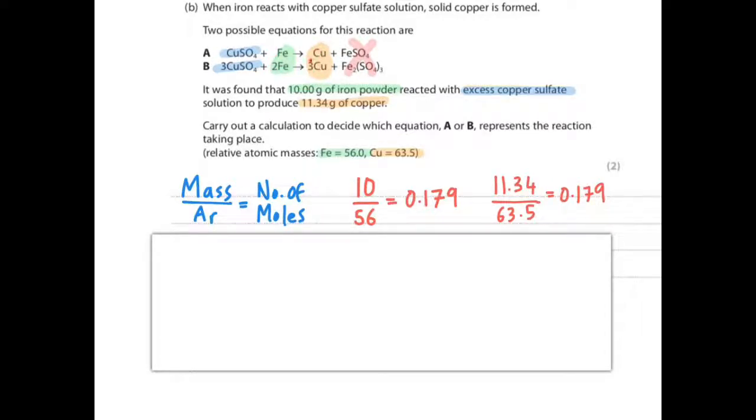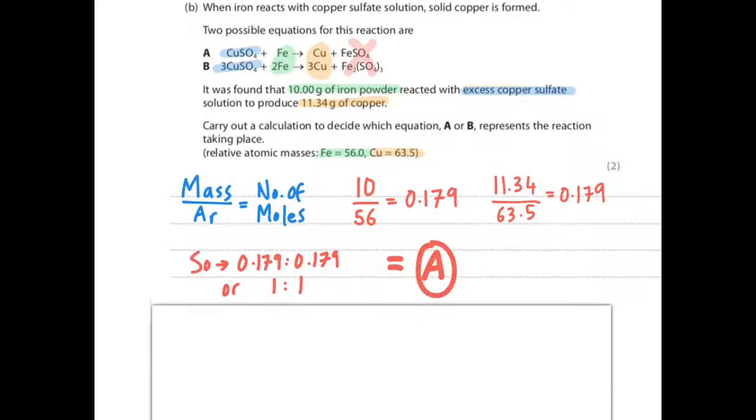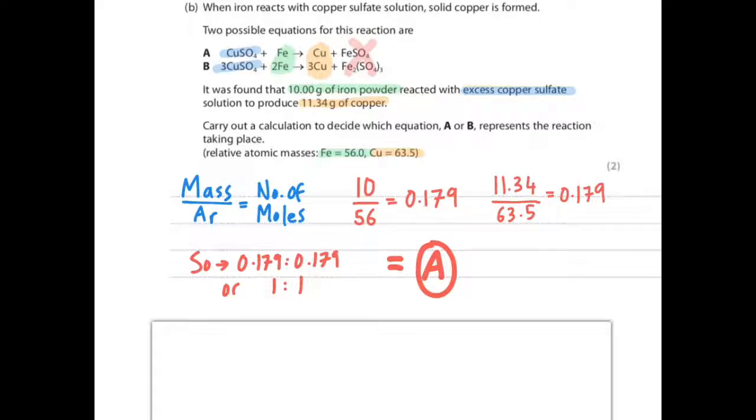This is saying 1 mole reacts with 1 mole. This one's saying 2 moles reacts with 3 moles. Firstly, we do 10 grams divided by 56 for the iron, and 11.34 grams for the copper divided by 63.5. You see we get 0.179 and 0.179. You already know the answer then, because we have a 1-to-1 ratio. When you have this much, you get this much of the other one. It's the same amount, so it's 1-to-1. So it must be equation A.